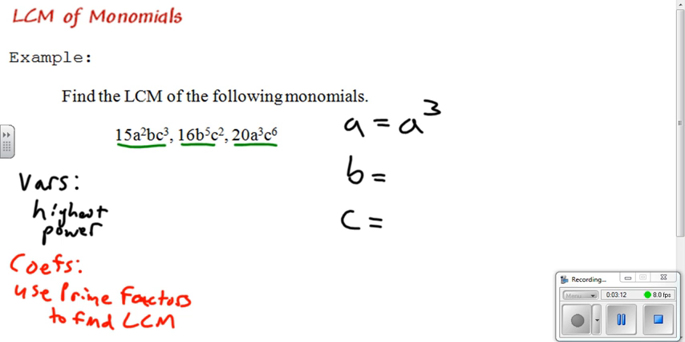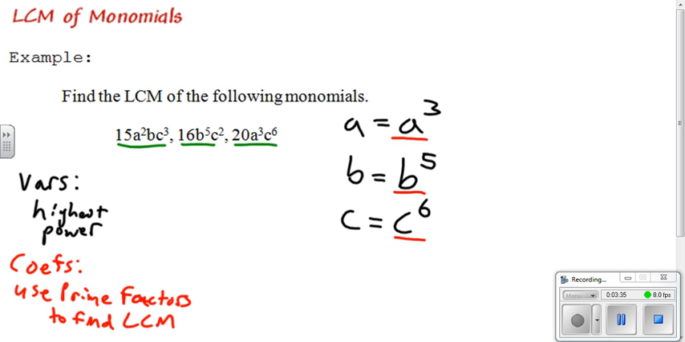That's our highest power. For our B, we have B to the 1, B to the 5, and B to the 0. So we're going to use B to the 5. And for C, we have C cubed, C squared, and C to the 6. So we'll be using C to the 6th power. So these are going to be our variable parts of the least common denominator.